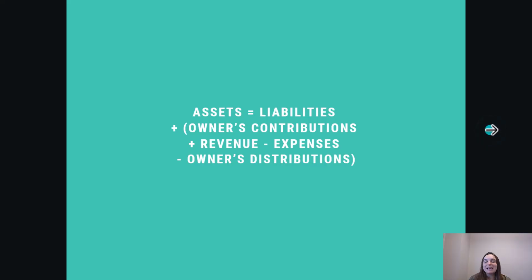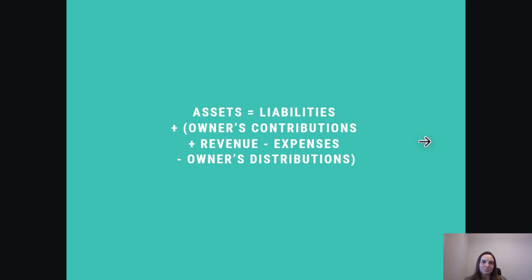So when we expand our accounting equation, we can see all the different types of accounts. We have assets equals liabilities, plus, this is our owner's equity section, owner's contributions, plus revenue, minus expenses, minus owner's distributions. It's important that you understand how these different accounts contribute to each other, because this is the literal backbone to accounting and how we record transactions. This is the formula for everything that we do in accounting. You will use this every single day.